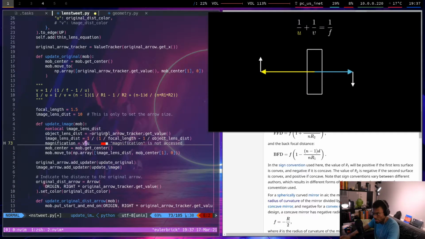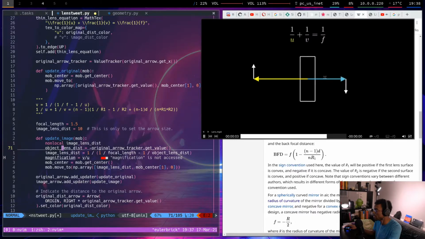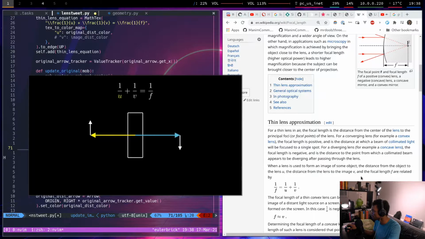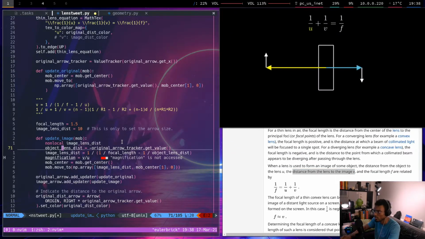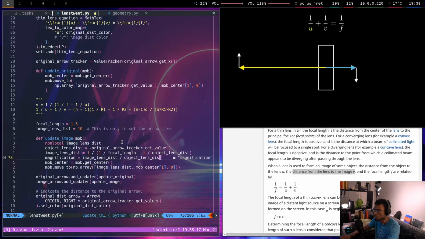So that's gonna be, I forgot what I even had for you. Was this image lens dist? Then there's object lens dist. Which one is which? This is why these variables are so bad. Distance from the lens to the image, v. Okay, so this one's v, divided by... magnification is this. I'm gonna move the object.